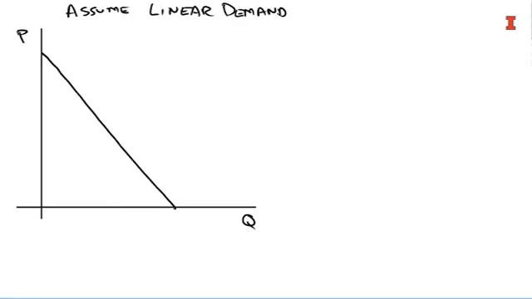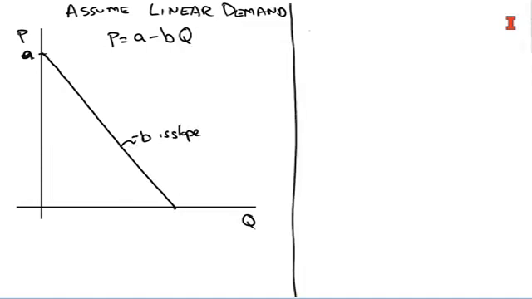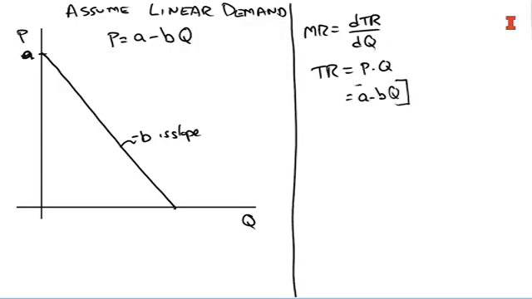Now, a linear demand curve would be something in the form of P is equal to A minus BQ, where A is the vertical intercept and B is the slope. It's actually minus B, but the slope is minus B. I know that marginal revenue is the derivative of total revenue with respect to output. Well, what is total revenue? That's pretty easy. Total revenue is price times quantity, which in this case would be A minus BQ times Q.